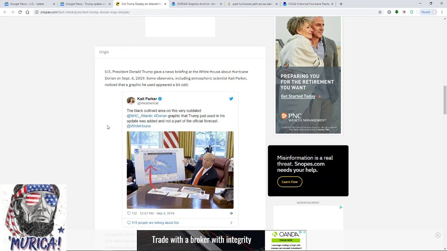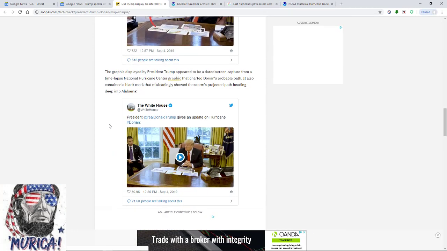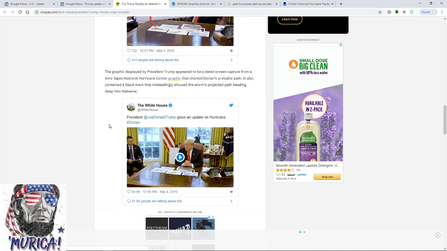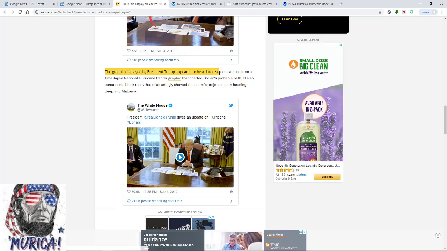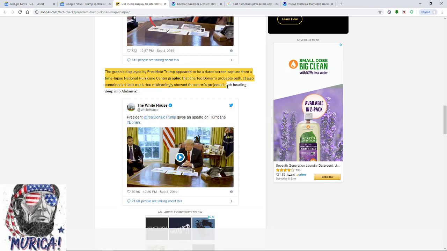And in this, which is still a story several days later, and I don't know why, the graphic displayed by President Trump appeared to be a dated screen capture from a time-lapse National Hurricane Center graphic that charted Dorian's probable path. It contained a black mark that misleadingly showed the storm's projected path heading deep into Alabama.